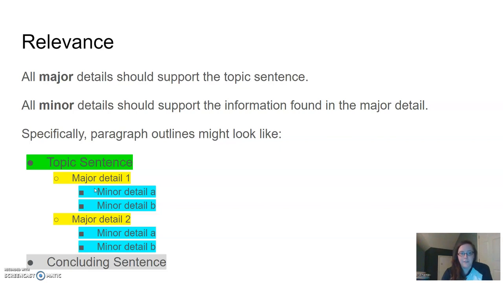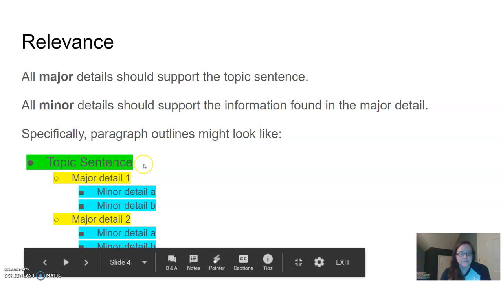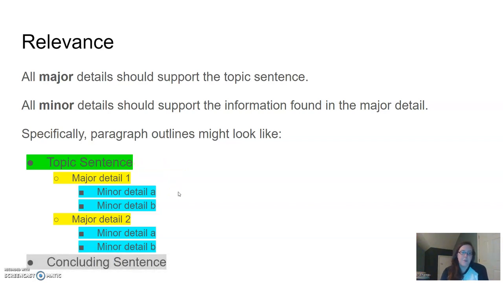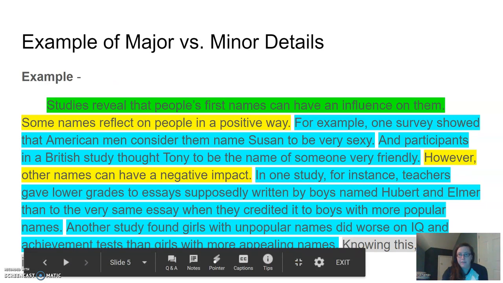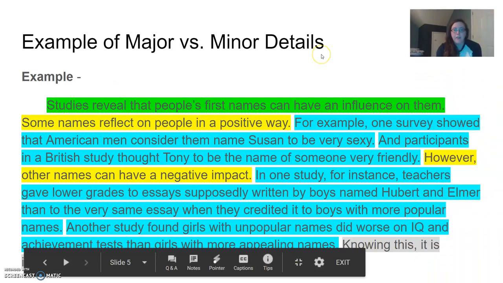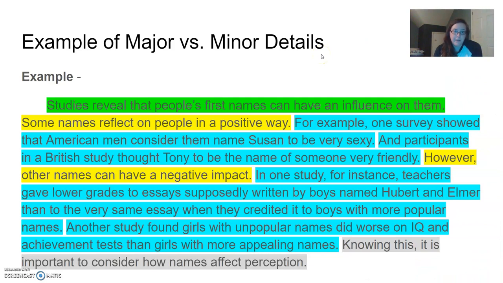But what you want to have visually is your topic sentence. And your topic sentence should be supported by major details. And then your major details should be supported by minor details. So if you are a visual person, then this highlighting might be able to help you. The reason I've highlighted here too is to coordinate with what you will see in our example. One of the things I like to do is just really confirm and make sure that everybody understands this difference between major and minor details.